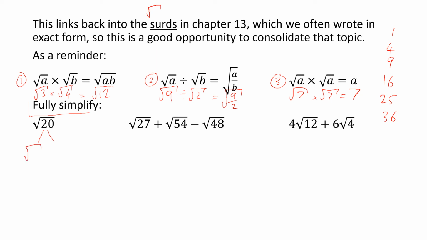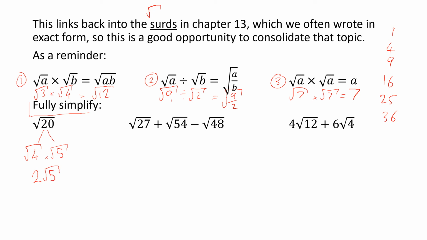So we're going to split this into the square root of 4 times the square root of 5. This is using rule 1. Now, the square root of 4 is 2, and the square root of 5 doesn't have an answer, so we just leave it as the square root of 5, and that's all you need to do.